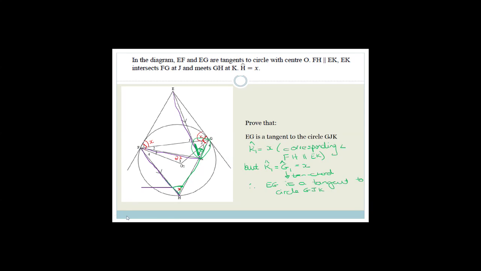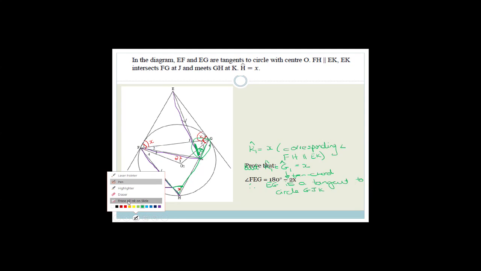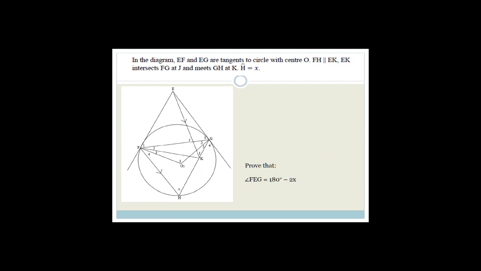Right, and then finally, the final question was to prove that, let me just erase all the writing. Prove that angle FEG equals 180 degrees minus 2x. Okay, and that was actually really easy. We've already proven that FEG is a cyclic quad. We know that this angle is 2x. Why? Because that's the center of the circle.